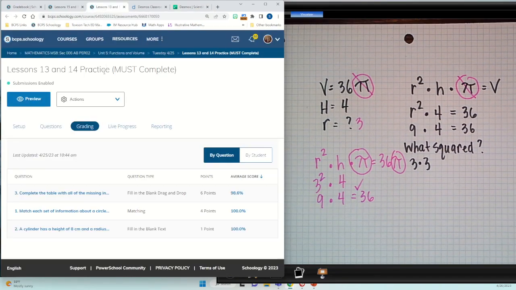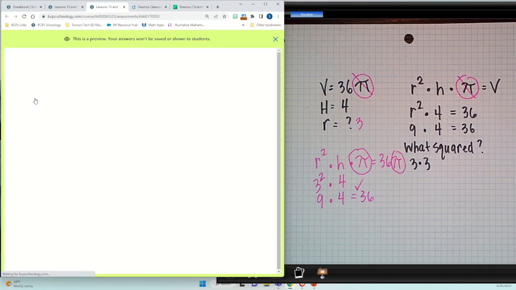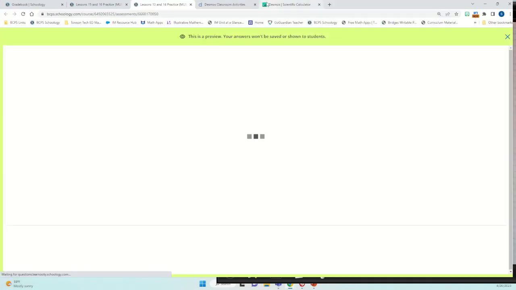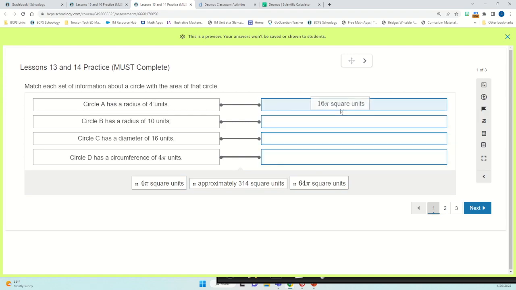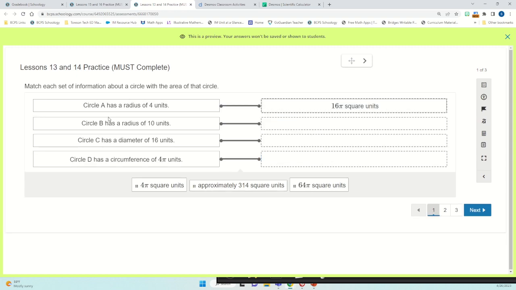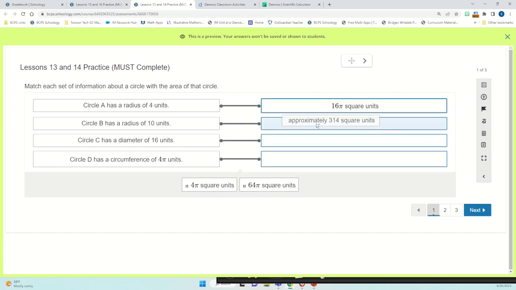Okay, so let's take a look at lessons 13 and 14 practice. We did this together. Okay? We went over this together. We did a review of area of a circle, okay? Radius squared, 4 squared, that would be 16, okay? 16 squared would be the radius of that circle. Radius of this circle is 10, so 10 squared, that would be 100, and 100 times pi, see there's no 100 pi down here, but there is approximately 314 because 100 times pi would be about 314.